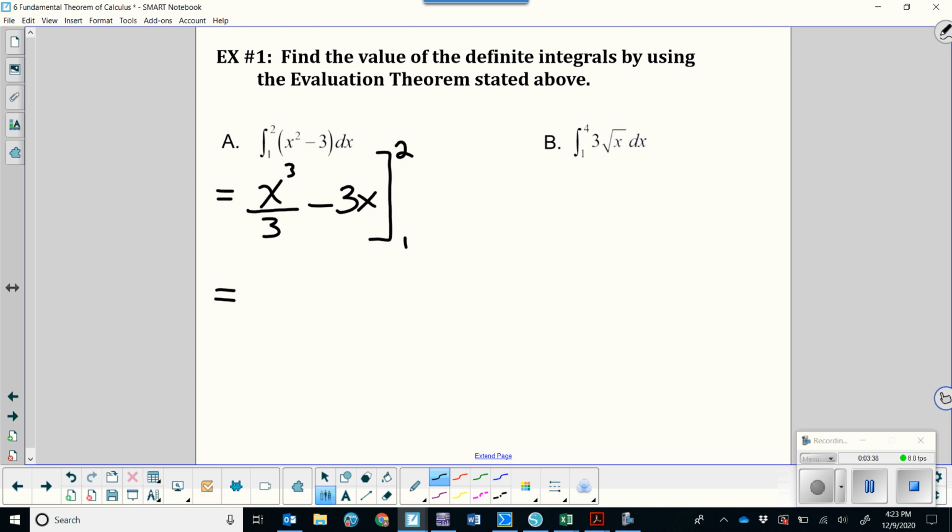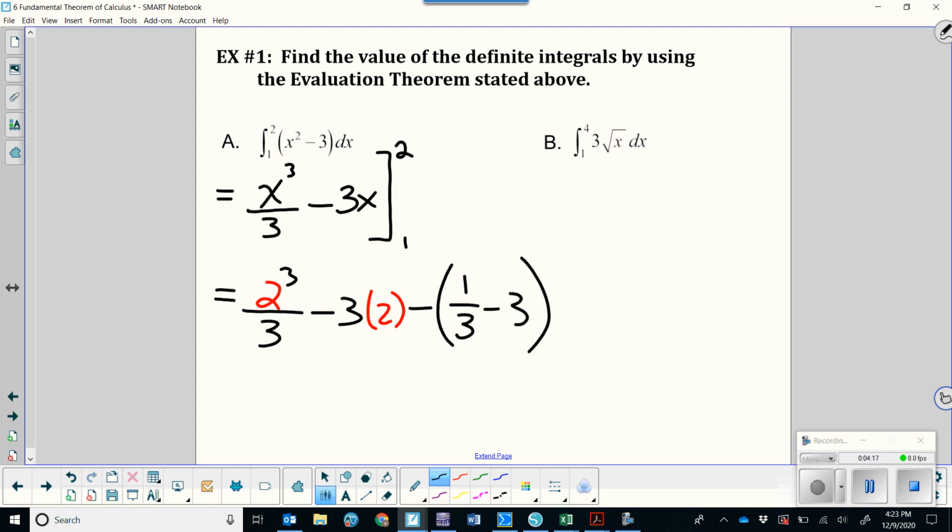And then we just do top minus bottom. So we're going to plug in the 2. So we're going to write 2 cubed over 3 minus 3 times 2. And then we're going to be really careful because we need to subtract plugging in 1. So we're going to write minus parentheses because we're going to have more than one term here. So we want to be sure that we don't mess up our sign and forget to distribute it. So we plugged in 2 minus, now we plug in 1. So we'll have 1/3 minus 3. Okay?